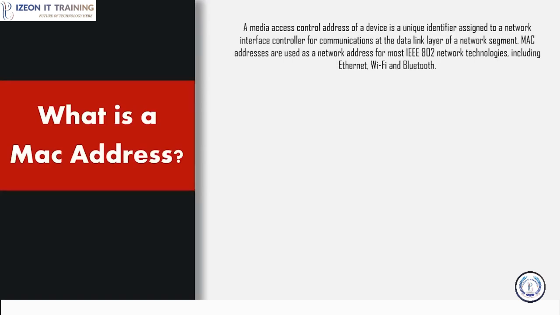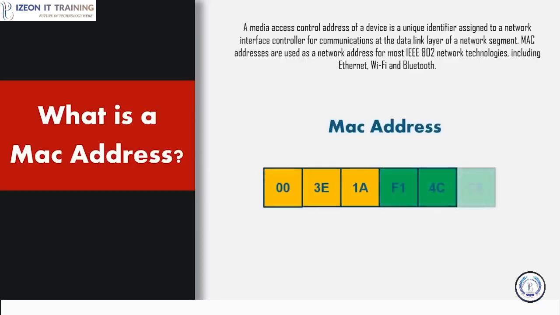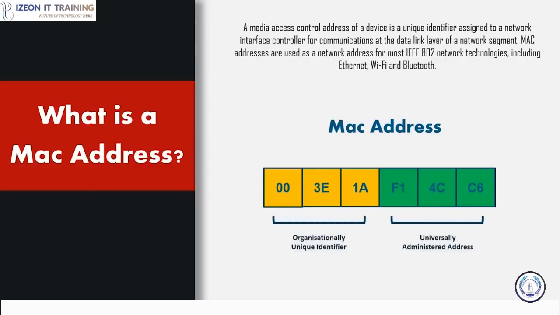Now, MAC addresses are used as a network address for most IEEE 802 network technologies, including Ethernet, Wi-Fi, and Bluetooth. In this context, MAC addresses are used in the medium access control protocol sublayer, and are typically represented as 6 groups of 2 hexadecimal digits each. These are separated by a colon, and the first 3 hexadecimals are the organizationally unique identifier, so they represent your vendor, and the next 3 hexadecimals represent your network card uniquely.